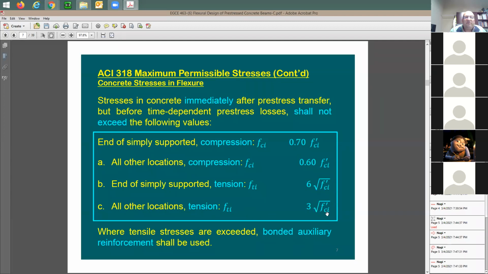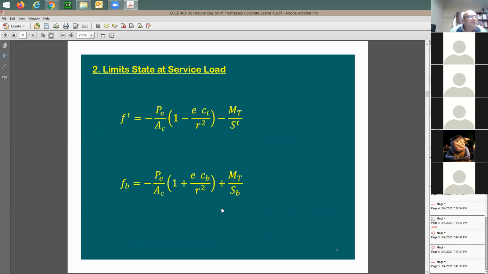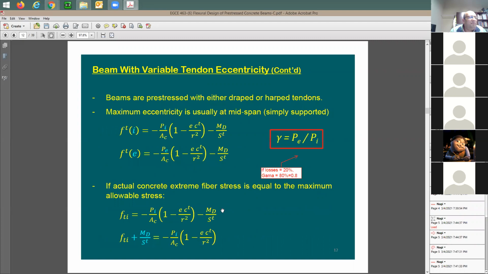It's gonna be 3 square root of F prime C at any other location, because now we are checking the middle of the span. But here, this is gonna be only at the end. This is gonna be at the middle of the span. So 3 square root of F prime C, I is gonna be the allowable tension. Maximum allowed tension here, I'm gonna put it in my equation here.